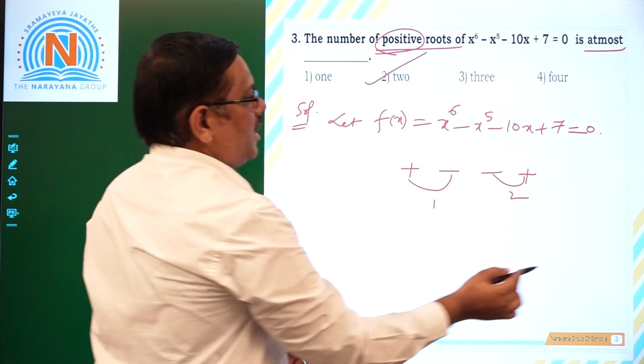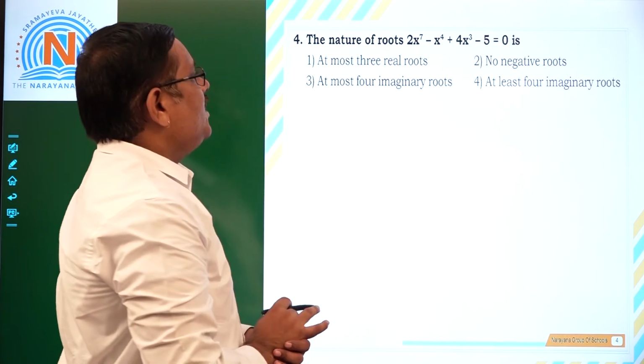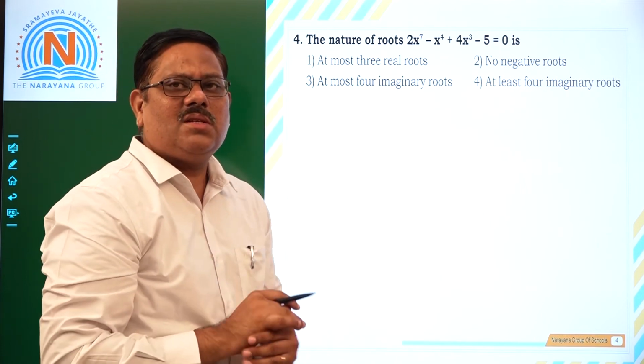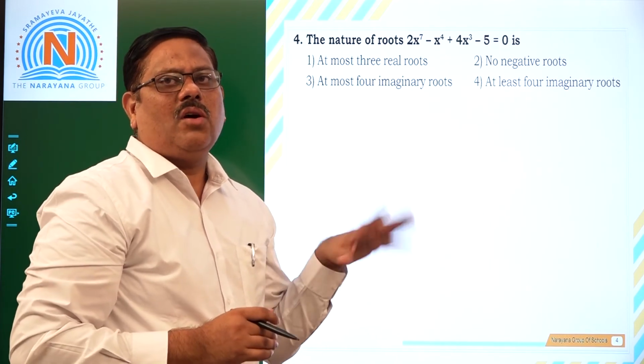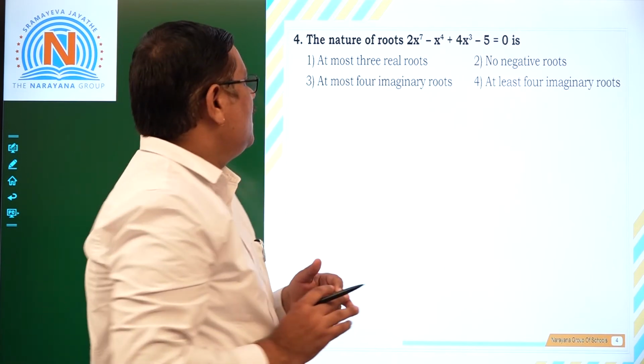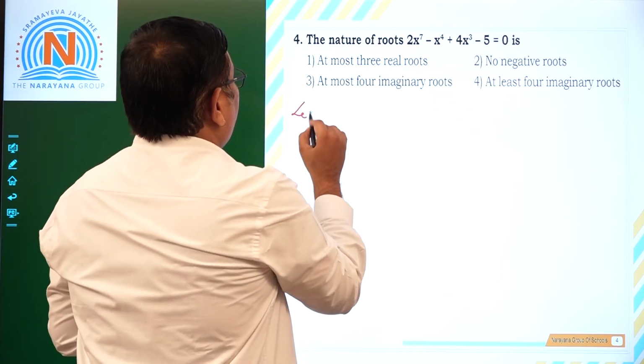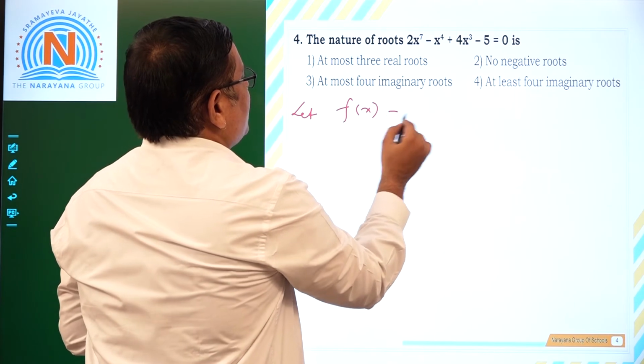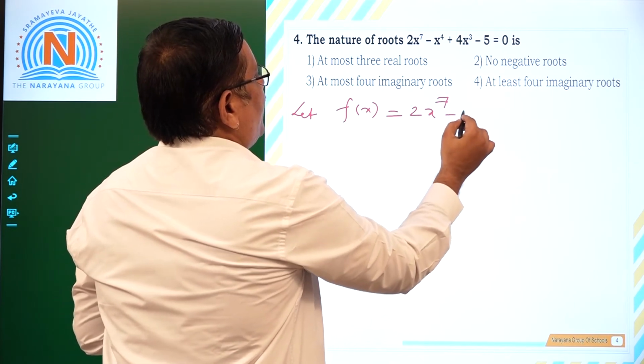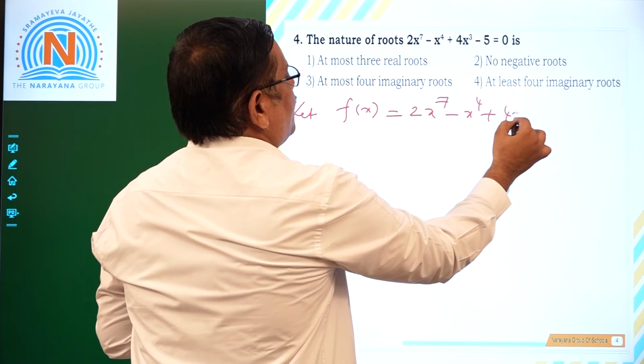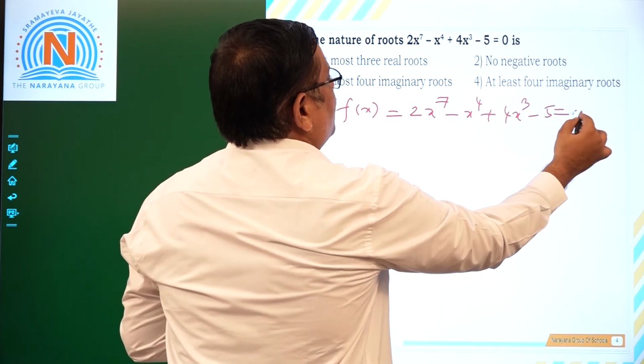Okay. Now we will move to the next question. The nature of roots. Nature of roots in the sense of how many real roots we have and how many complex roots we have. That is what he is asking us. Now if you look at that, we will take it as f of x. f of x is 2x power 7 minus x power 4 plus 4x cubed minus 5 is equal to 0.